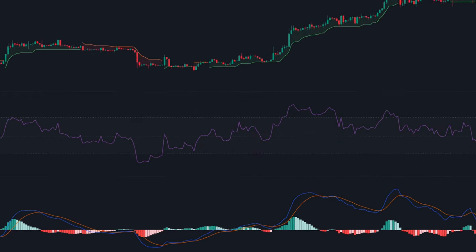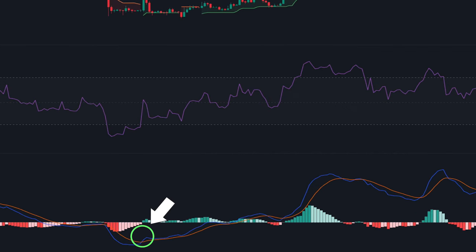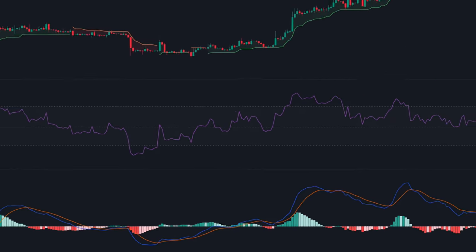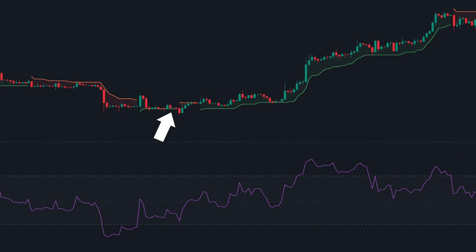So here's the refined process. When we witness a MACD crossover indicating a potential shift in momentum, we don't jump in blindly. Instead, we bring in the SuperTrend to confirm the prevailing trend and filter out potential false signals.